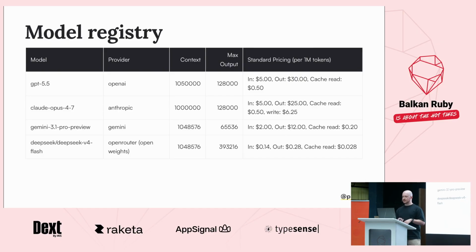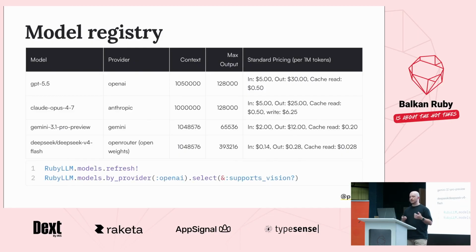It has context sizes, max output sizes, and all the pricing for input and output, cache read, cache write, and whatever else you have. And also the type of capabilities, like does it have streaming, does it have tool calling, et cetera. And you can refresh it yourself. I don't need to ship a new gem for you to have it. You just call RubyLLM.models.refresh. And you can also query it in different ways, like by provider, or if it supports vision, or whatever.